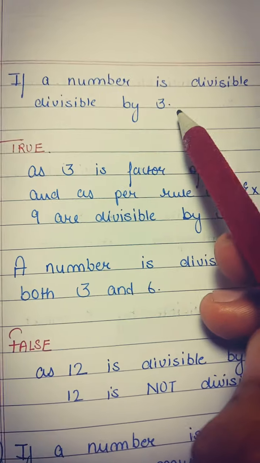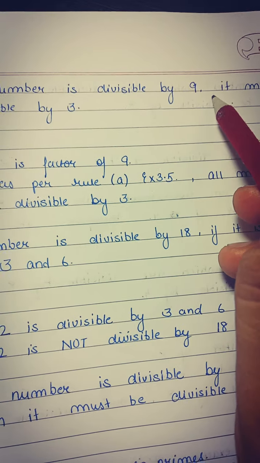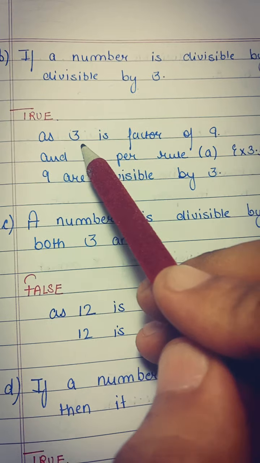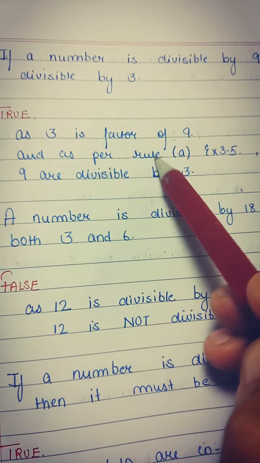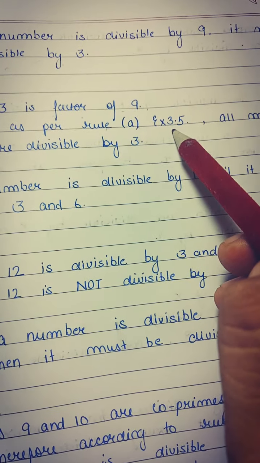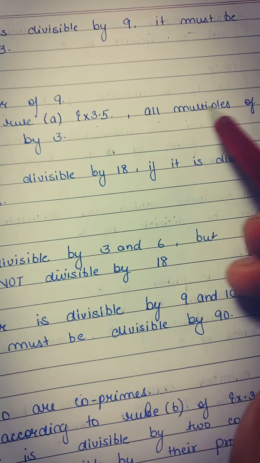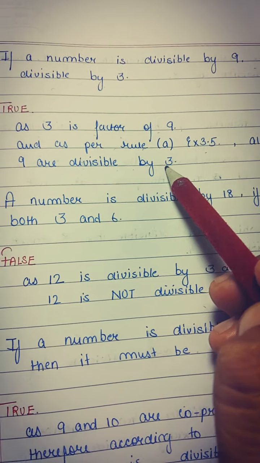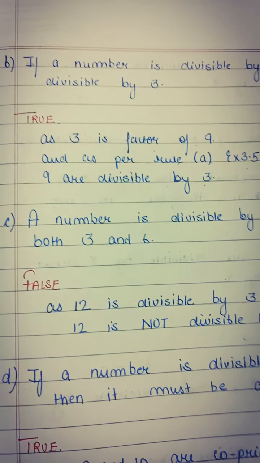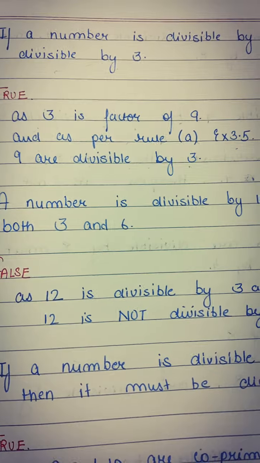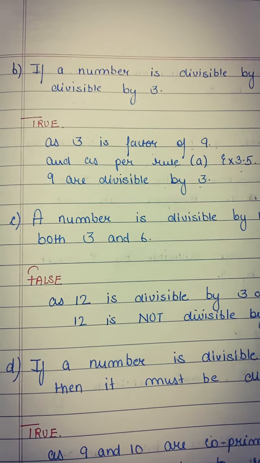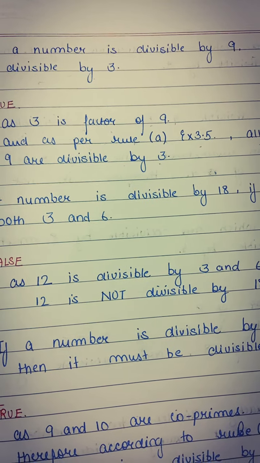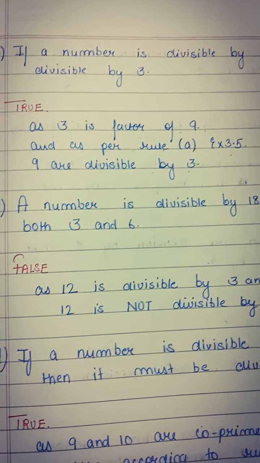B. If a number is divisible by 9, it must be divisible by 3. Yes, this statement is true because 3 is a factor of 9, and as per rule A of exercise 3.5 that we have discussed, the first rule, all the multiples of 9 are divisible by 3. According to this rule, if a number can divide another number, then all its multiples are divisible by all its factors. This is rule A.